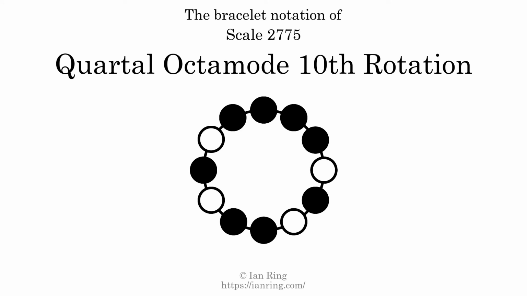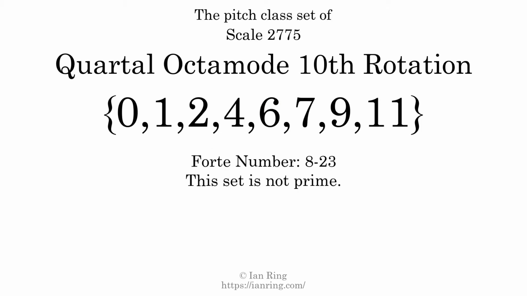This is a bracelet notation diagram of scale 2775. The shaded circles represent tones that appear in the scale, and they are read clockwise, starting at the top. The pitch class set for this scale is 0, 1, 2, 4, 6, 7, 9, 11.